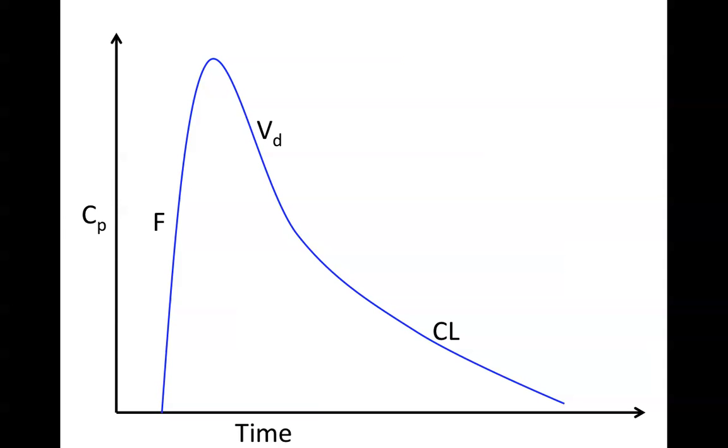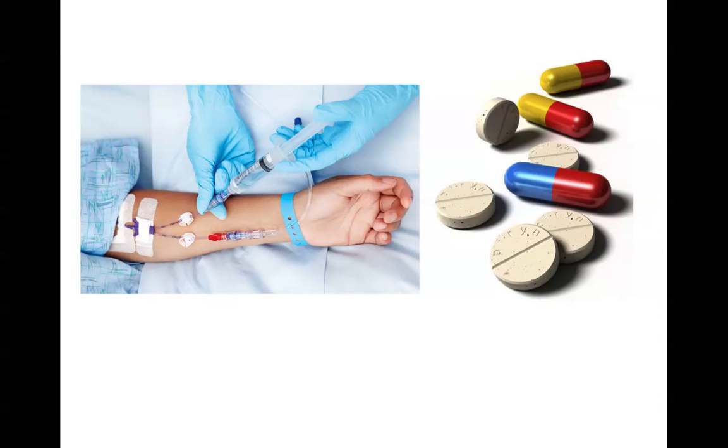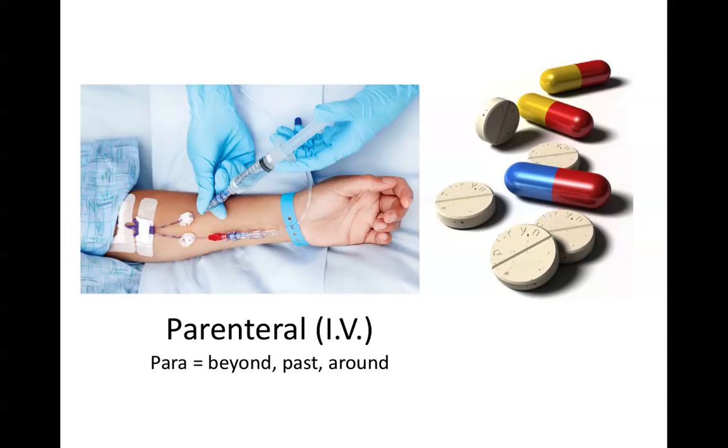The next part we're going to talk about is the bioavailability. That's the drug being absorbed into the body. So if you give a drug, there's two main categories of ways you can give it. The first one is parenteral, or IV. Para means beyond, past, or around, and entero means intestinal. So this means beyond or around the intestine. That is, you're not going through the intestine by taking a pill. You're going around it into the veins, intravenous.